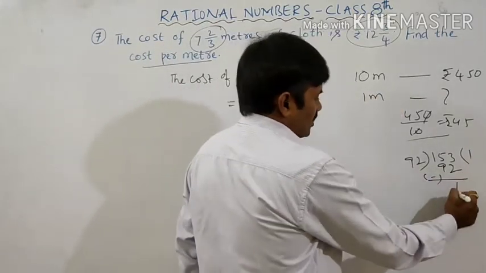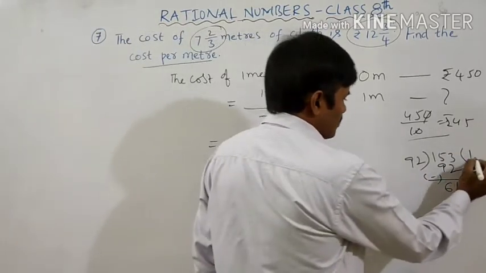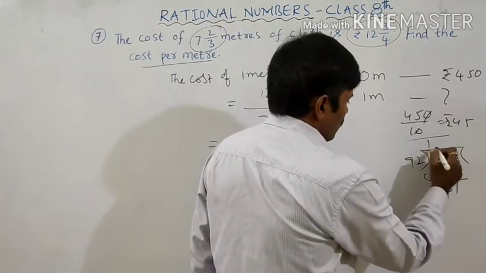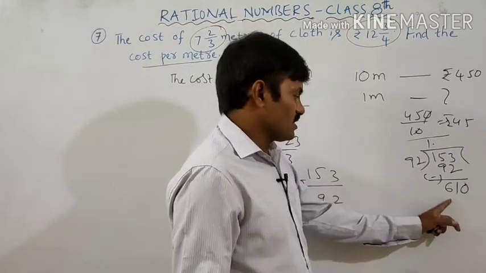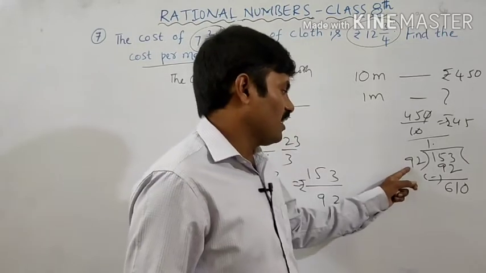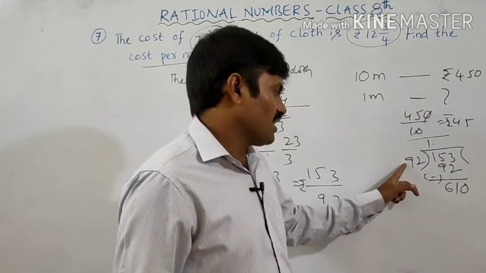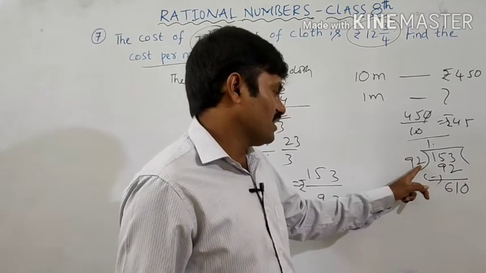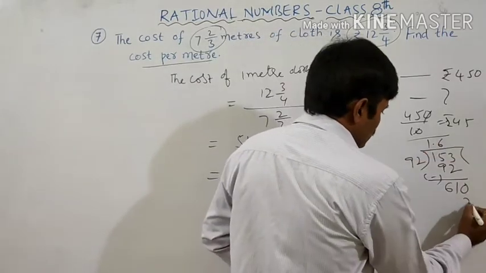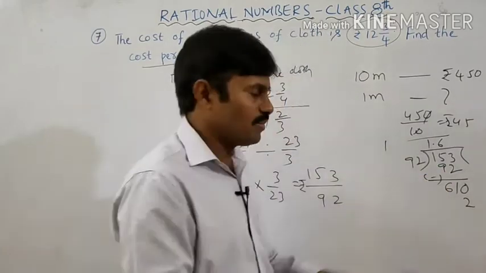Subtraction: 3 minus 2 is 1, 15 minus 9 is 6, so 61. It is not possible, so we put a decimal point. So 1 point, then 0, so 610. How many times does 92 divide 610? 100 means 6 times, 6 times 100 is 600. If I take 7 times, 7 twos are 14, 7 nines are 63, we get 644, so not possible. So 6 times: 6 twos are 12, 6 nines are 54 plus 1 is 55.